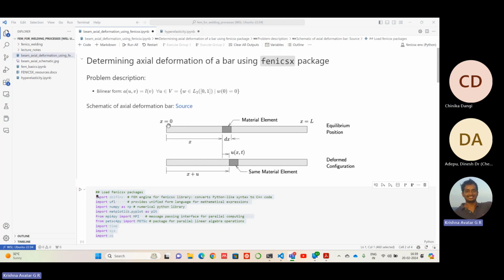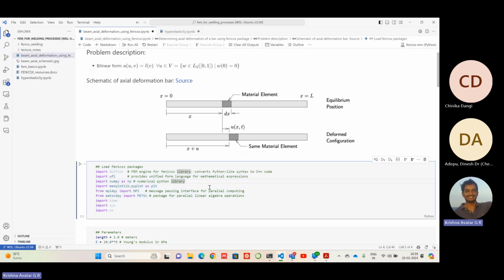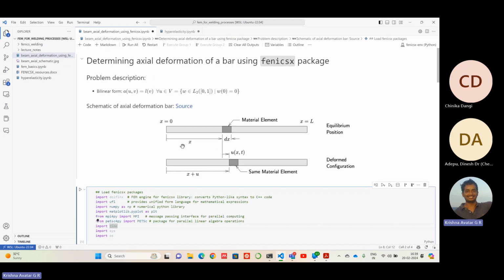Okay, so these are schematics of the axial deformation of a bar. So this is the bar equilibrium position and then the deformed configuration. Any segment located at x will undergo a displacement of u. That is essentially what we are solving here. So we'll go through Phoenix. We'll be using the Phoenix package. I think it's well known to all of us. It's a library for FEM whose wrapper is in Python, but the backend is in C++.